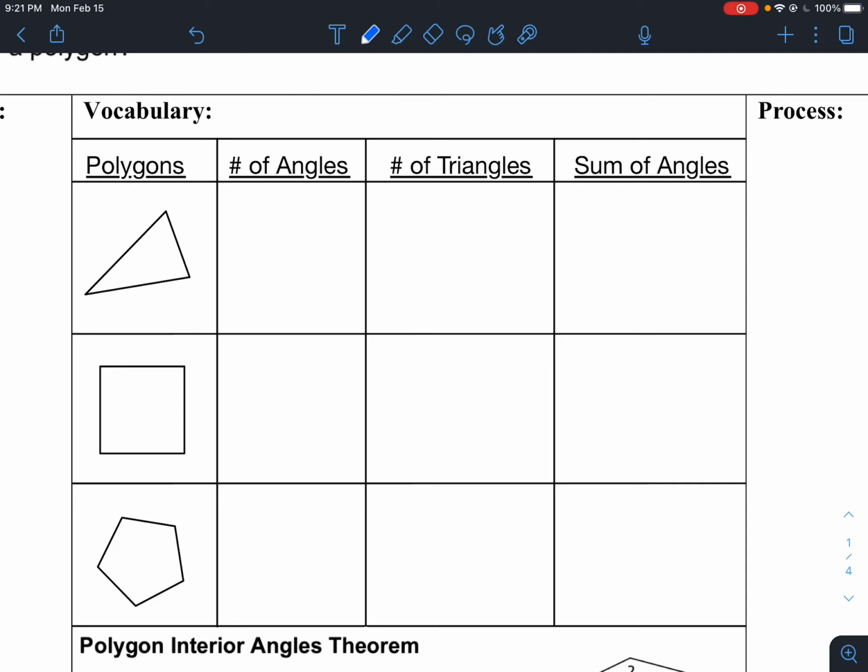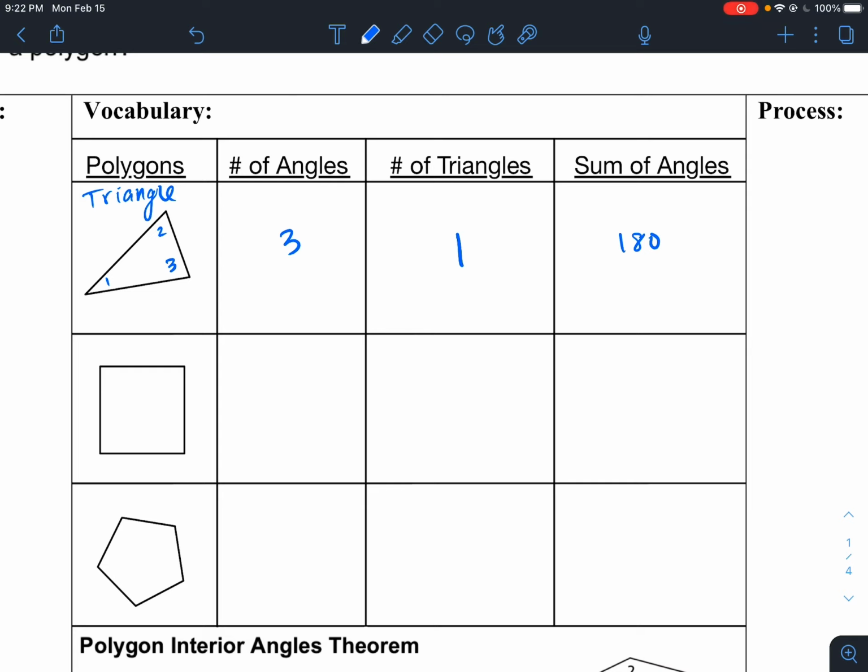First of all, we have the triangle right here. The number of angles that a triangle has, we know to be 3. We have 1, 2, and 3. And the number of triangles: how many triangles are in a triangle? That is just 1. You can make only one triangle out of one triangle. And we know that the sum of the angles is 180. We knew that from the previous unit.